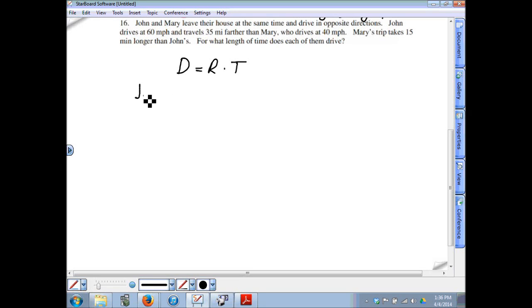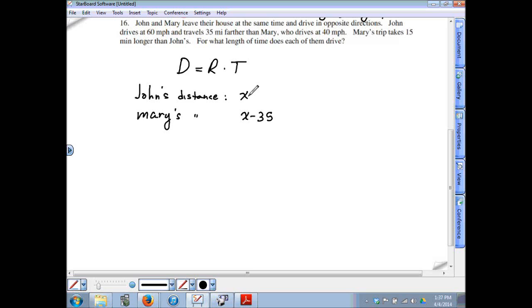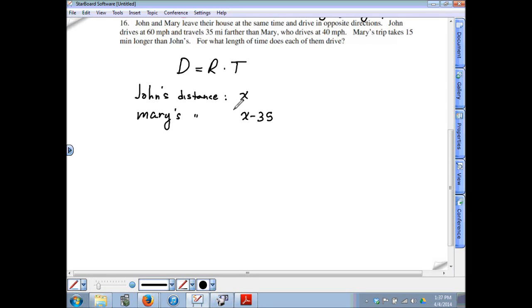So here's the thing. For John's distance, we're going to call that x, because we don't know. It says that he drives 60 miles per hour, and he travels 35 miles farther than Mary. So if we now do Mary's distance, it is 35 miles less than John. If John's distance is x, then Mary's is x minus 35, because it says that John travels 35 miles farther than Mary.